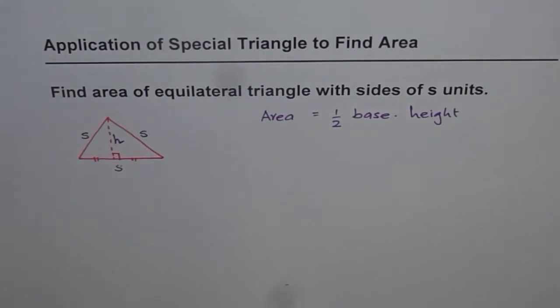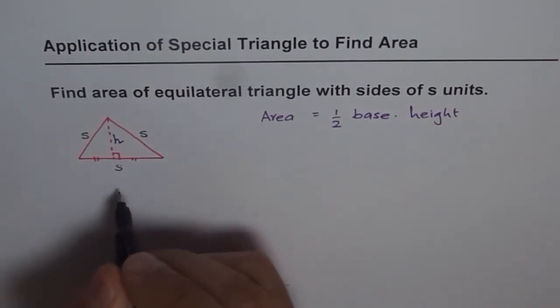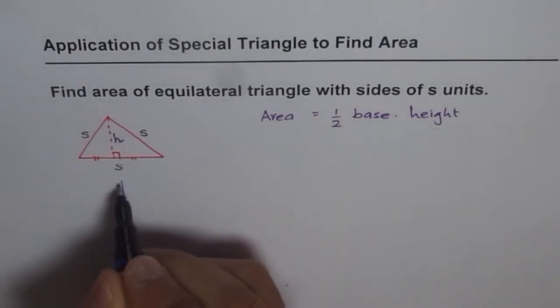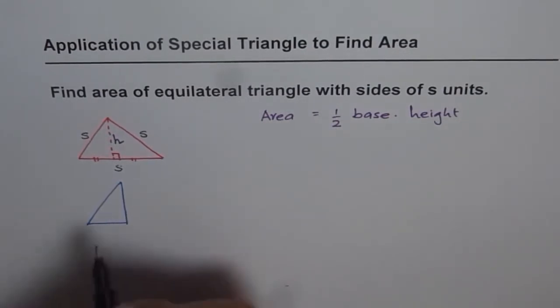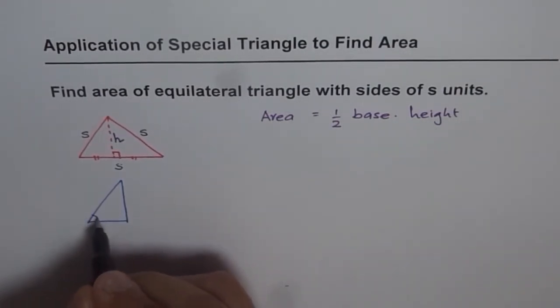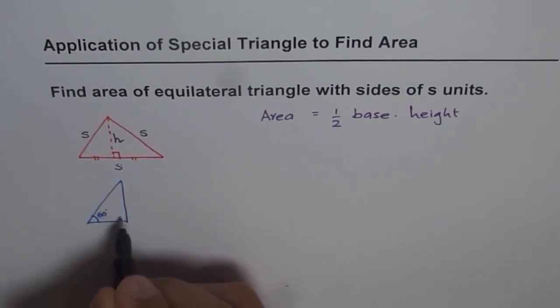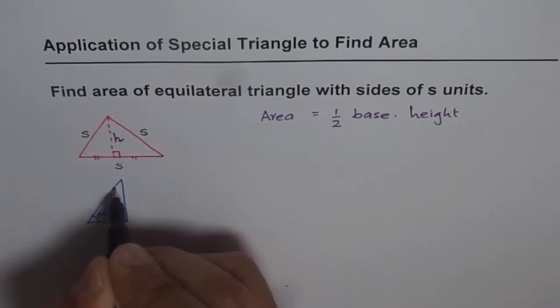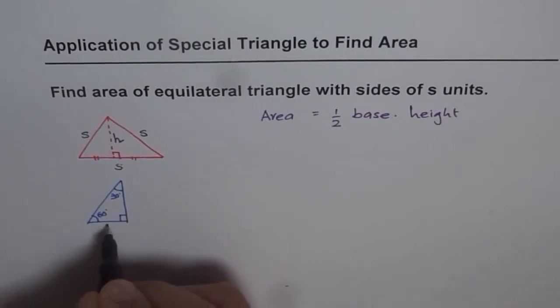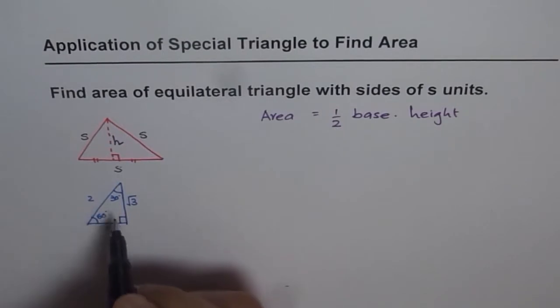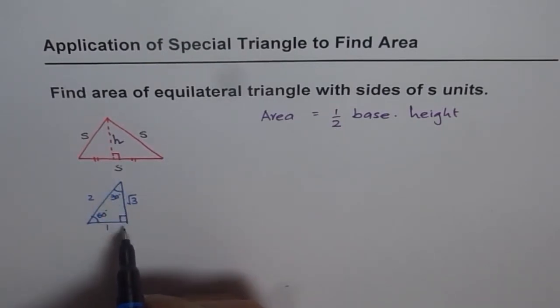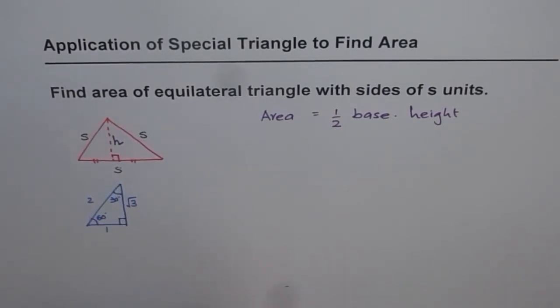For that, what we can do is we can sketch our special triangles, right? So special triangle, you remember 60, 30, 90? Let's make that triangle. So in a 60, 30 triangle, this is 60 degrees and we have 90 degrees, that is 30 degrees. The sides are 1, 2 and square root of 3. Square root of 3 is the height of this triangle if the side is 2. Now our side is S, what should be the height?